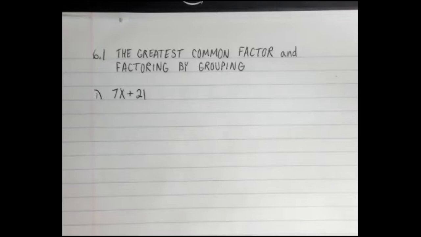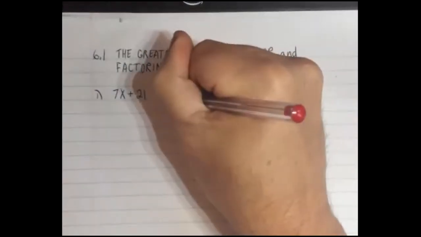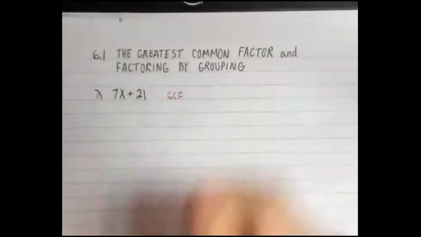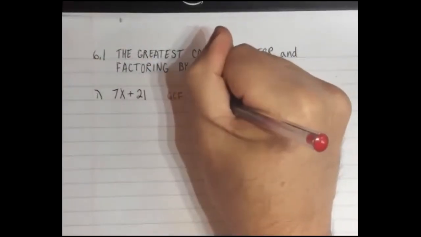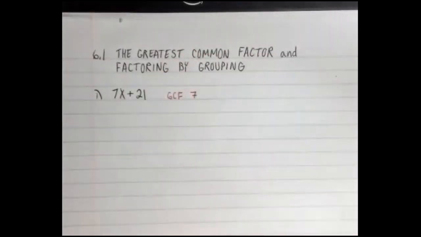Okay, so remember, you're factoring out the most you can from each term. So when you're looking at this problem, we start with the number. They both don't have an x, so really all we're looking at is the 7 and the 21. And what is the greatest common factor? What is that GCF between 7 and 21? And the answer is 7. 7 is the highest number that will go into 7 and 21.